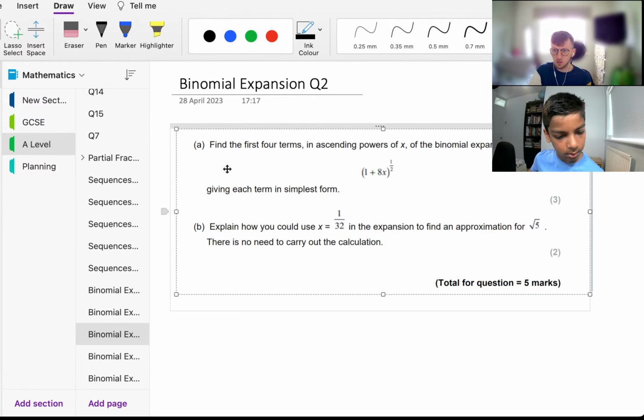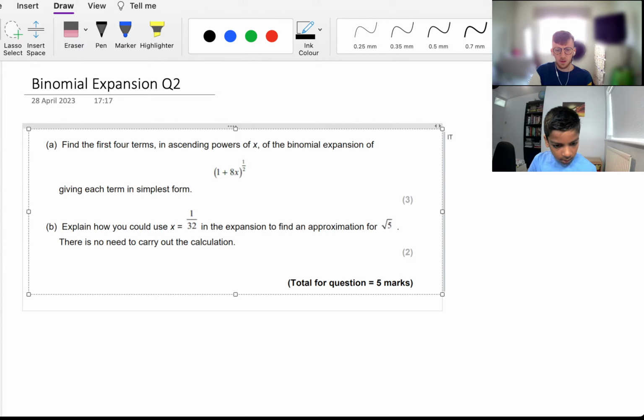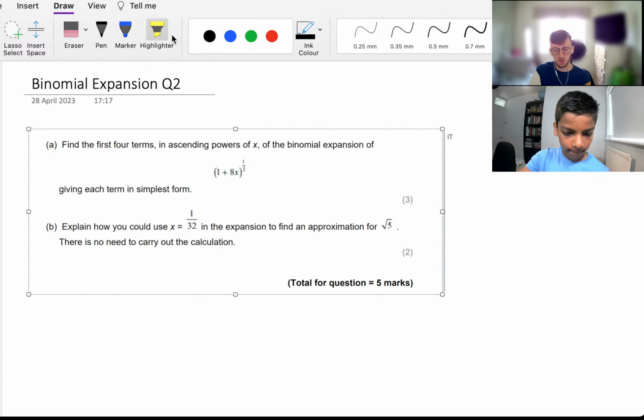I think I know. That's the challenge question. That one. Yeah, there we go. (1 + 8x)^(1/2). Okay, so: find the first 4 terms in ascending powers of x of the binomial expansion of (1 + 8x)^(1/2), giving each term in its simplest form. And then explain how you can use x = 1/32 in the expansion to find an approximation for root 5, which we don't need to carry out the calculation.